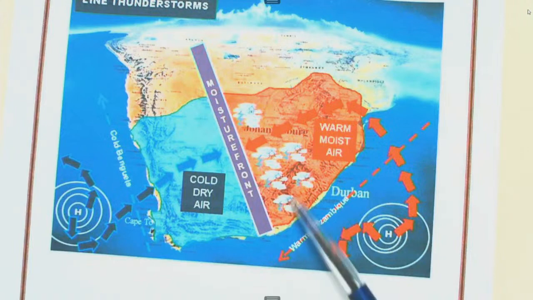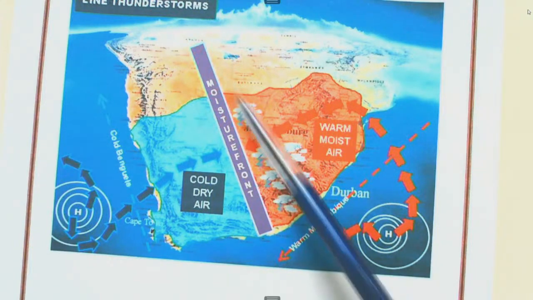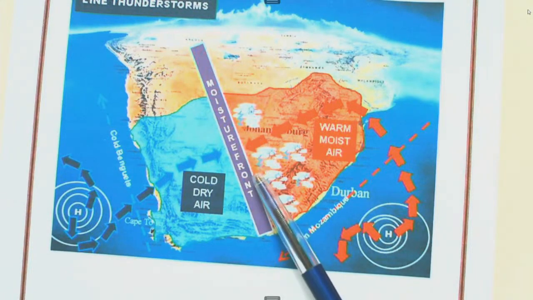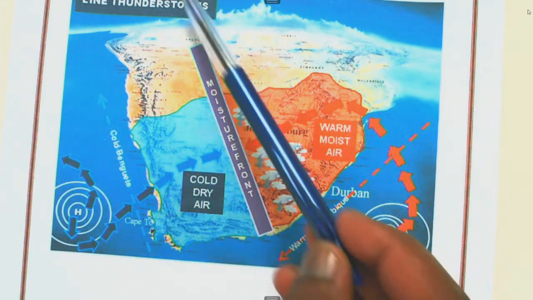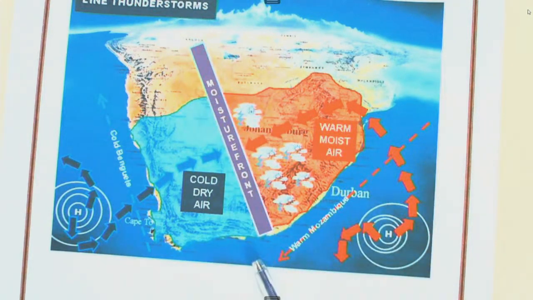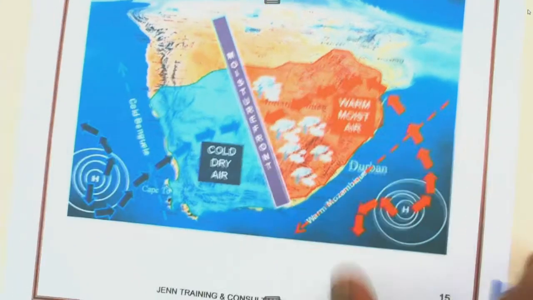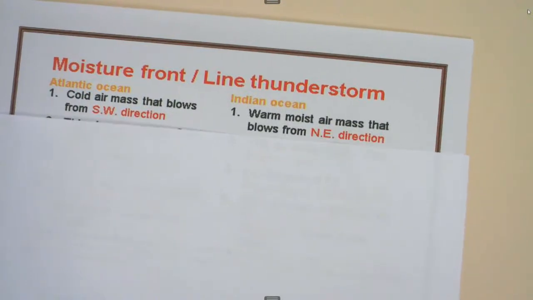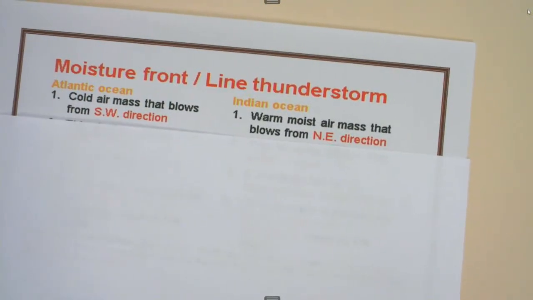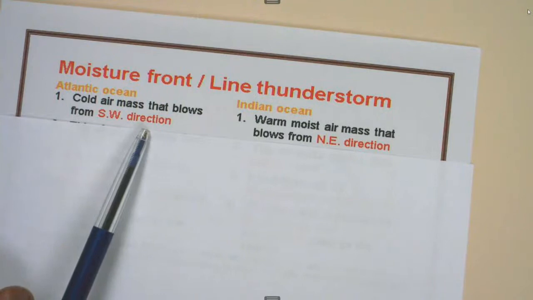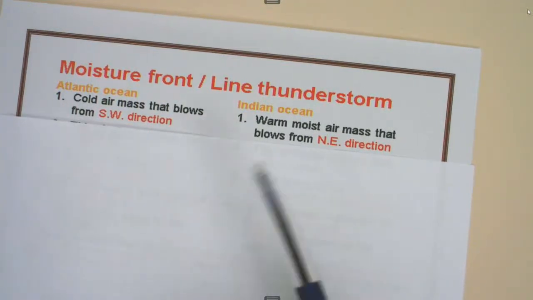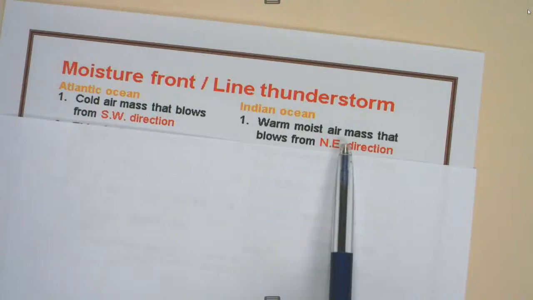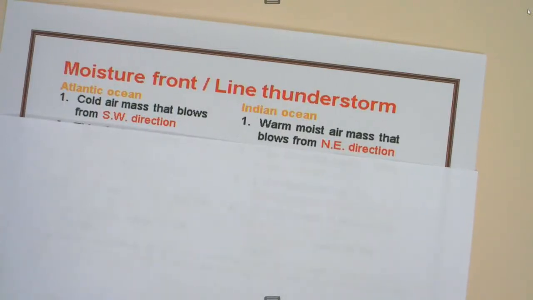So this is what you call the squall line thunderstorm or line thunderstorm. It occurs around the front, which is referred to as the moisture front. So let us look at the following notes that discuss the line thunderstorm. The first one, on moisture front. In the Atlantic Ocean, the cold air mass blows from a southwestern direction, like I showed you, and in the Indian Ocean we have warm moist air that blows from a northeasterly direction.